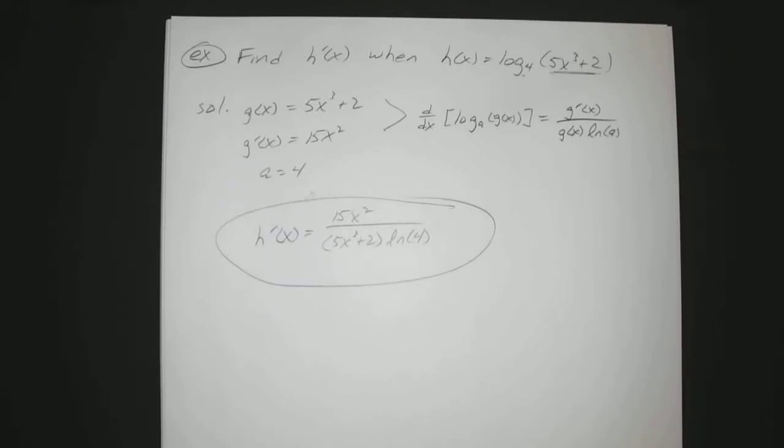So most of these natural logs all revolve around g of x. So once you find your g of x, your g prime of x, and your a, if they have an a, then you're pretty much set. All right, any questions on this one?